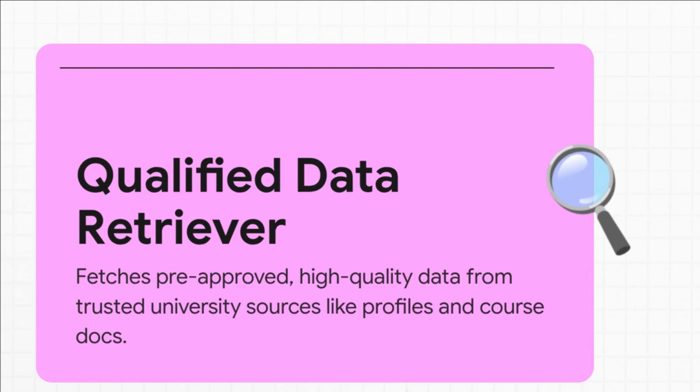First, you've got the qualified data retriever. Think of it as the system's super strict librarian. It has a very short list of approved shelves to pull from, like Tim's official student profile and the approved course materials. That's it. This makes sure every single chat is built on a foundation of truth.